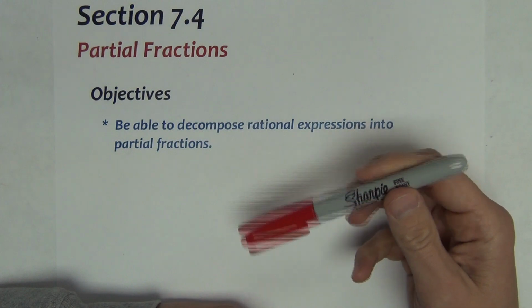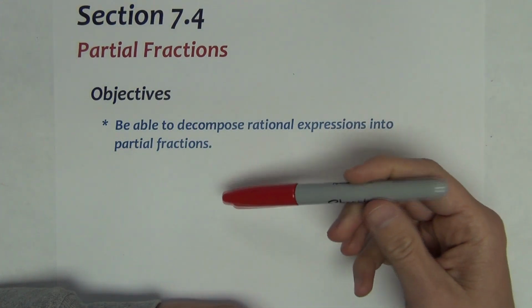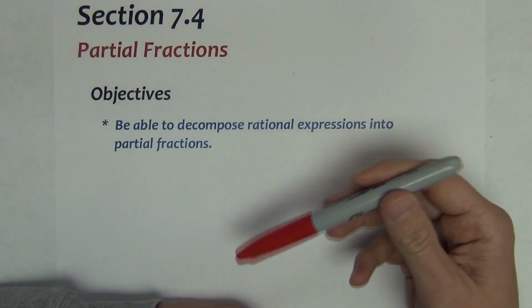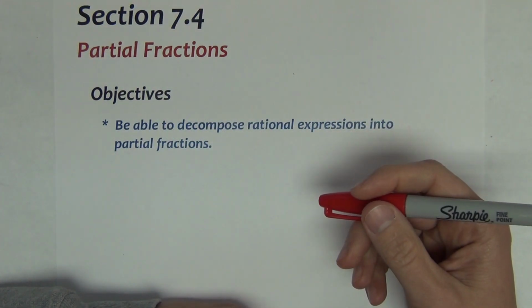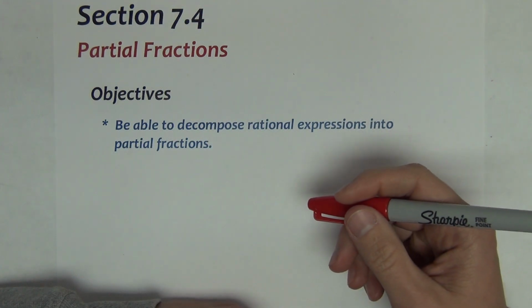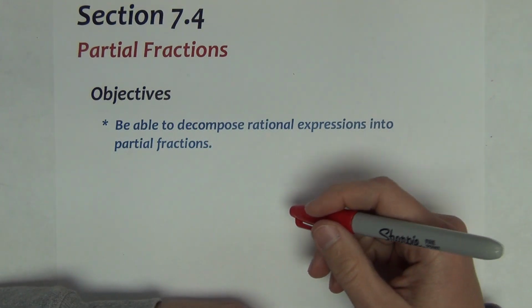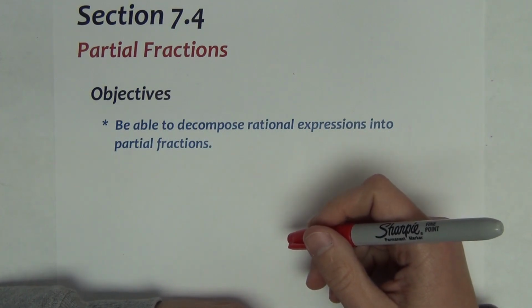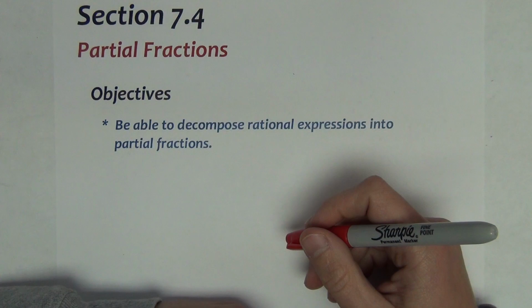Section 7.4 is titled Partial Fractions, and the objective in this section is to be able to decompose a rational expression into a sum of its partial fractions. So let's begin with some background information and some motivation as to why we want to do this, and then we'll get into some example problems.